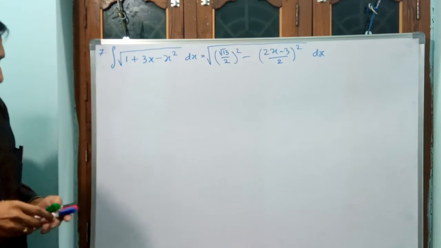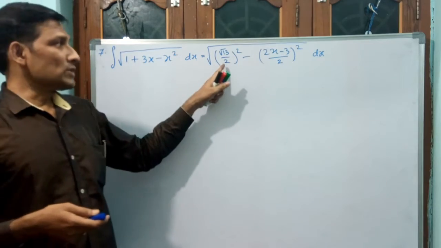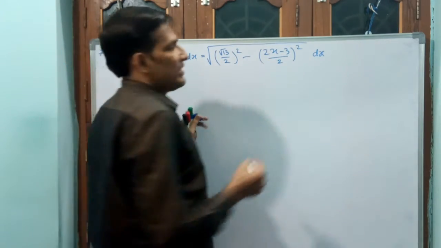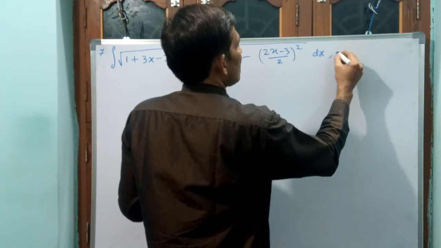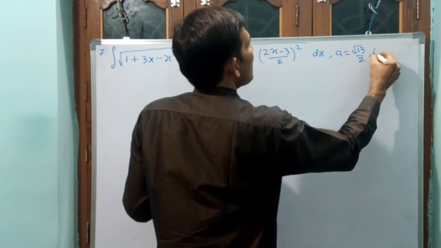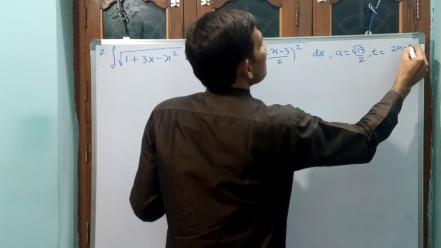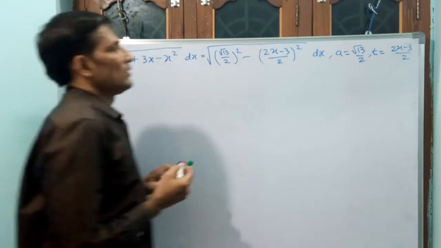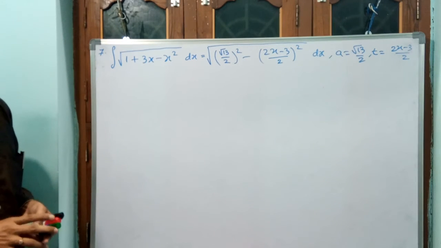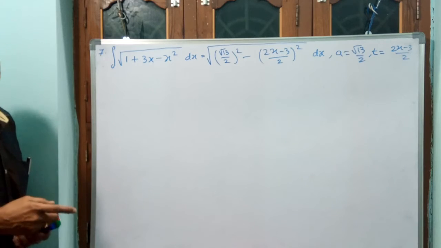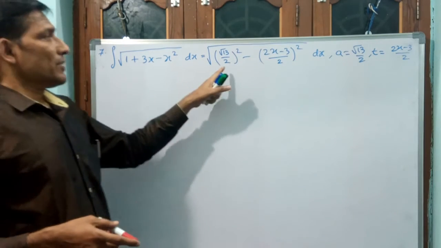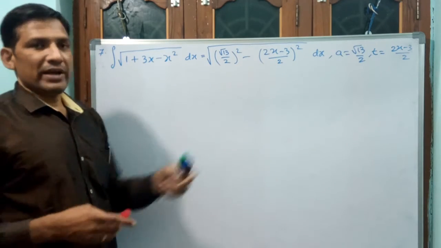Now what is to be done? We have to take root 13 by 2 as a, (2x minus 3) by 2 as t. Write down. Now a will be root 13 by 2, comma, t will be (2x minus 3) by 2. Sorry, t. Okay. Now you see what I am writing. This is like a square minus t square. Write down.